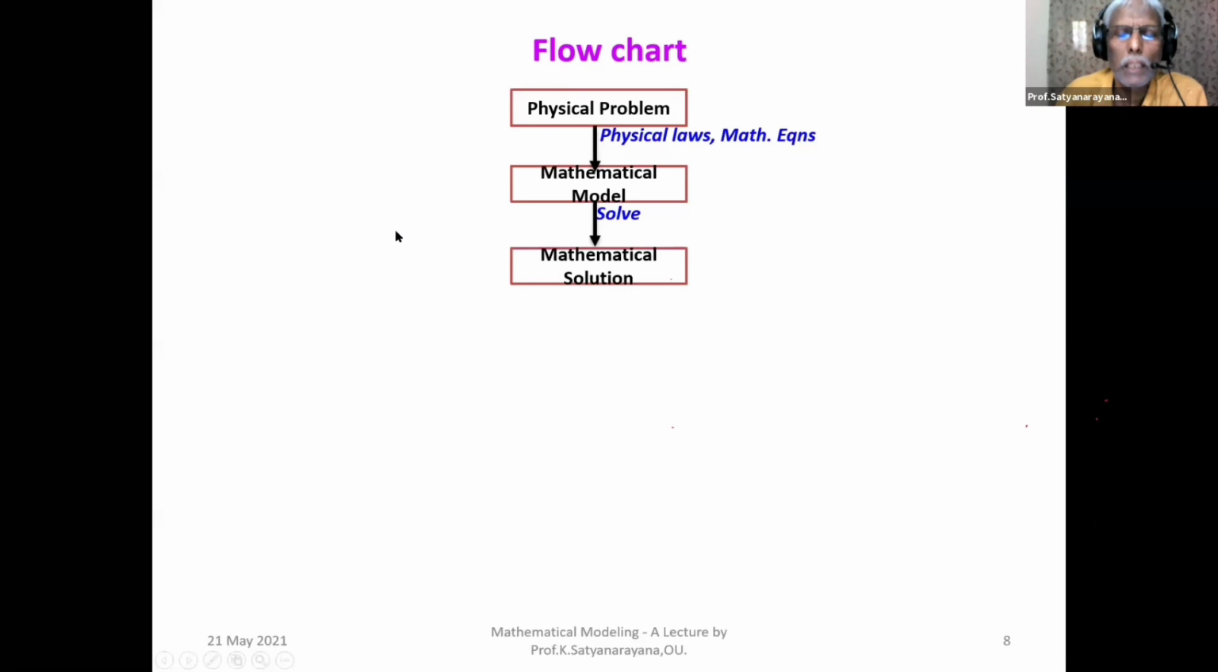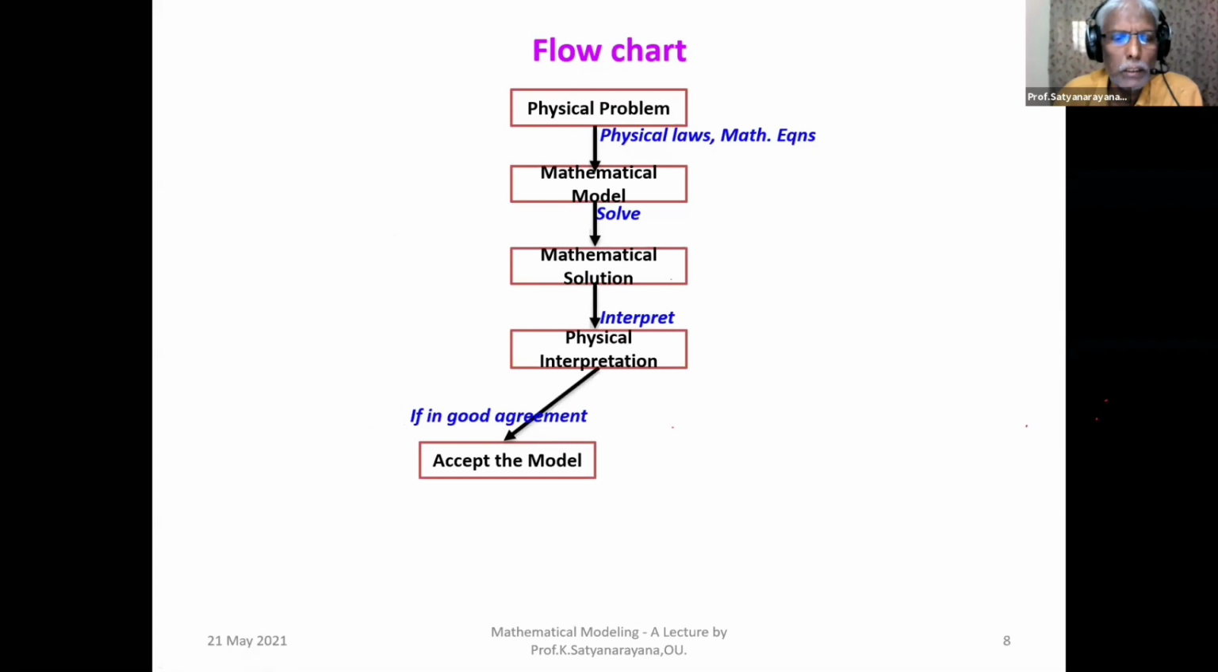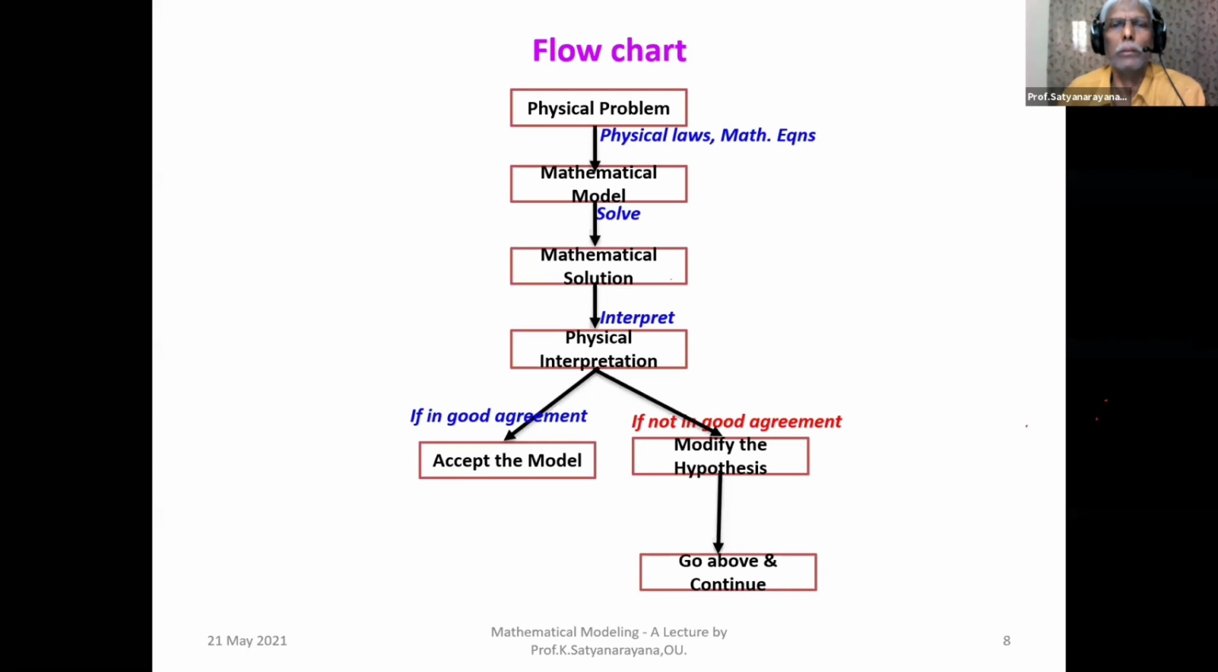And for this, you can use MATLAB, Mathematica, Maple, or any programming language and get its solution. Thus, we get a mathematical solution. Then, after getting the solution, we will interpret it, make a physical interpretation. If you are satisfied, if it is in good agreement with reality, accept the model. Otherwise, if not in good agreement, modify the hypothesis, go back and continue the process. This entire process is called modeling.